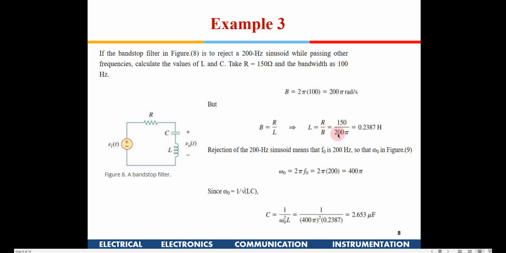Bandwidth is 100, so this becomes 200 pi. So you can compute the value of L out here. And omega 0 also, 2 pi f 0. These are all the standard formulas which you need to remember. So you can compute the value of C also, again with the same formula. You need to just remember a few of these formulas and how this circuit functions.